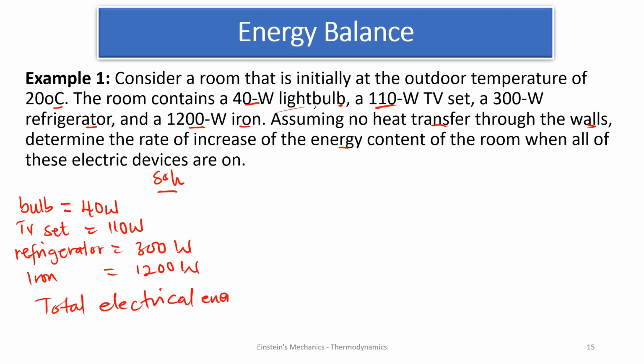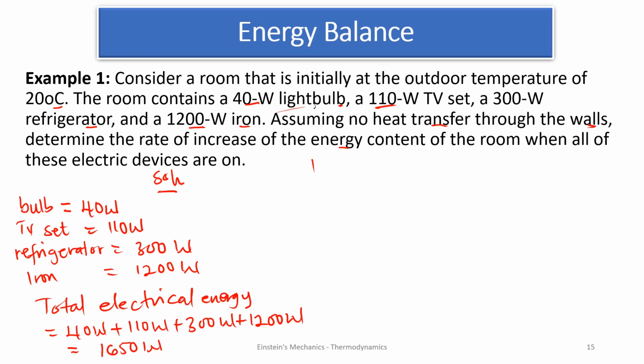The total electrical energy will be the summation of energy by the bulb, energy by the TV, energy by the fridge, and energy by the iron. So the total electrical energy in the room is giving us what? 1600 and 50 watts. 1650 watts for the electrical energy.